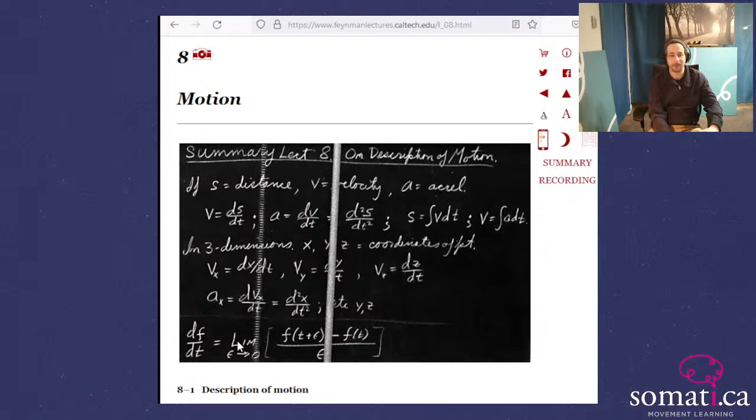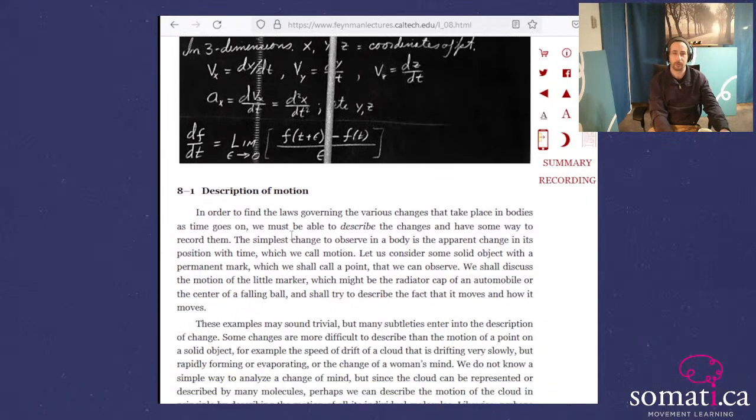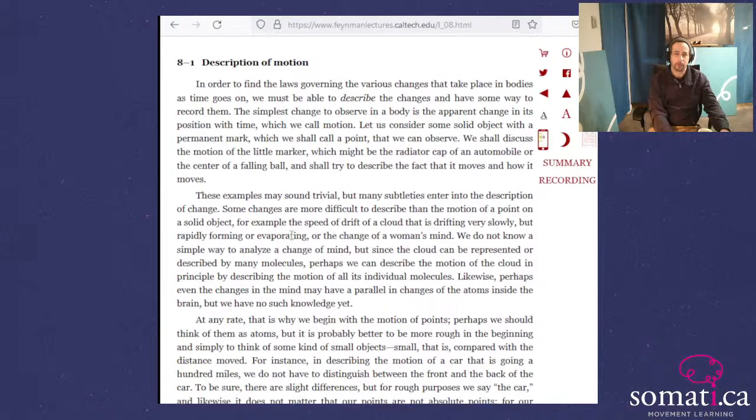Definition of the derivative doesn't really define the integral, and describes a component notation for velocity in 3 dimensions, Cartesian basis. Okie dokes. That's what the graphic looks like. Description of motion.